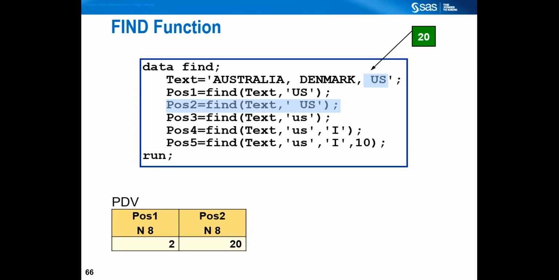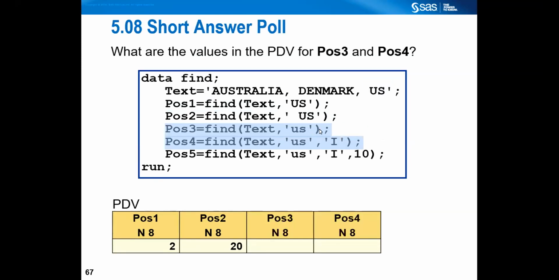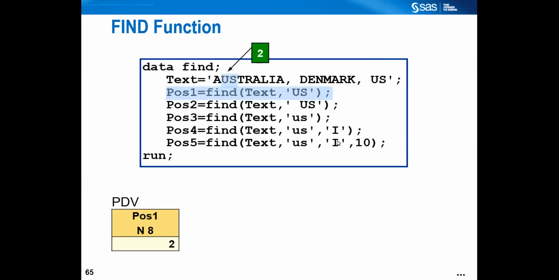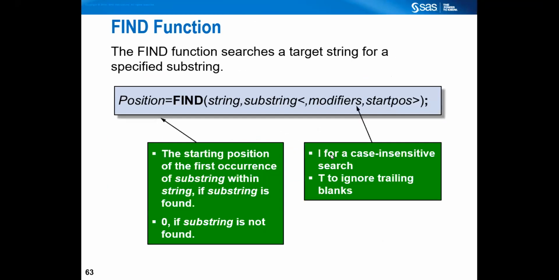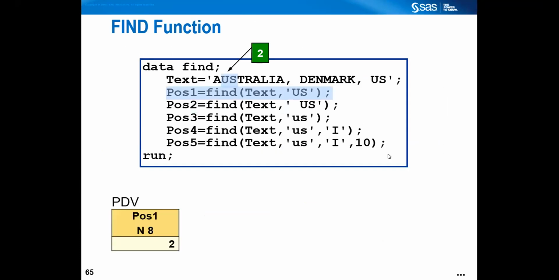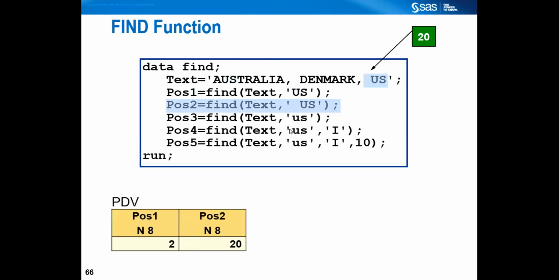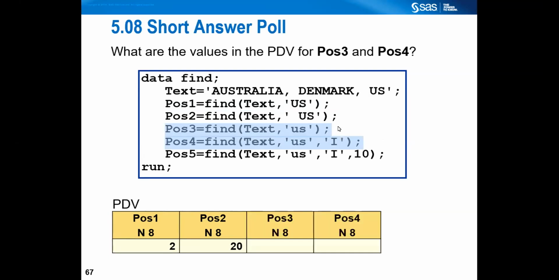Because it's small case US, you do not have it anywhere in your data value. But in case you modify the same with I, what does I do? What is the I modifier? Insensitive. Case insensitive. Correct. So it will ignore your case. So in our example, you have provided small case US and you're asking the find to be case insensitive. So hence, what position will it return here now?